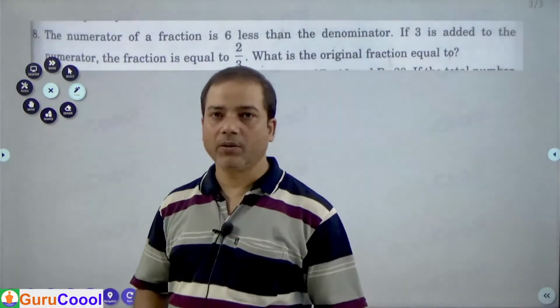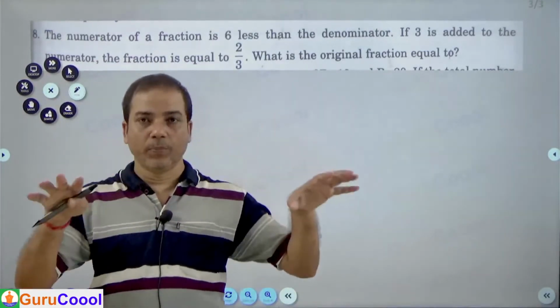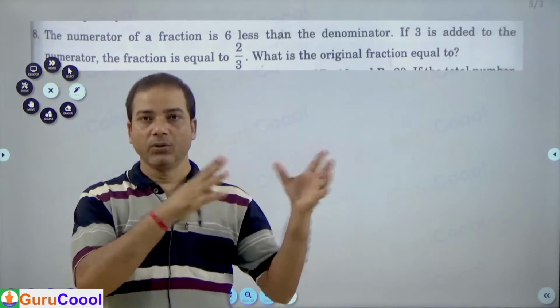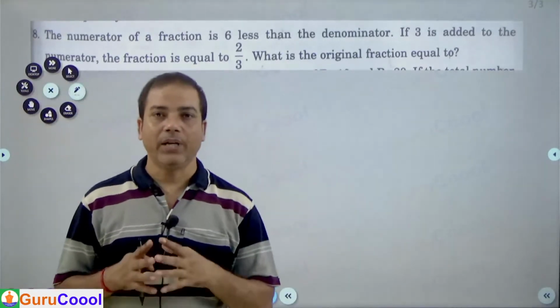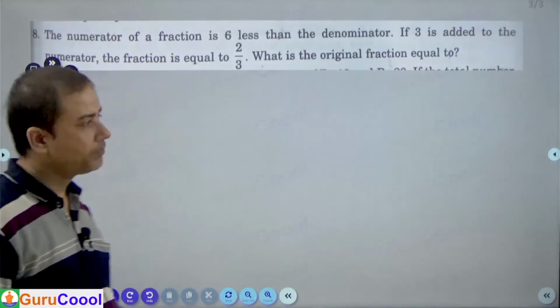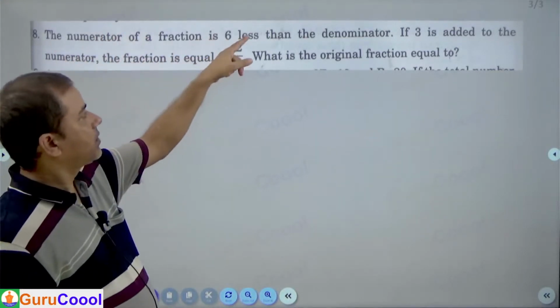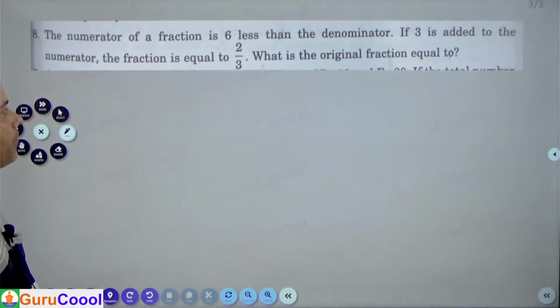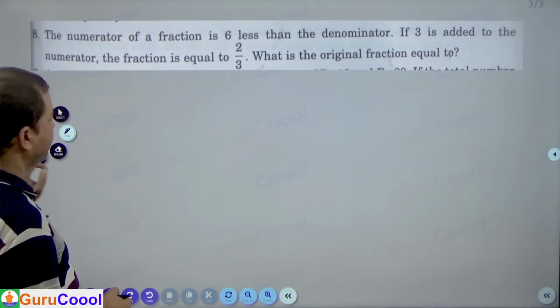Sometimes the question is on 2-digit number. Sometimes we have to divide a number in 2 parts, like 184 in 2 parts. And this time the question is on fraction. It is related to fraction. The numerator of a fraction is 6 less than denominator. Okay, I will give you some time to set up the equation.